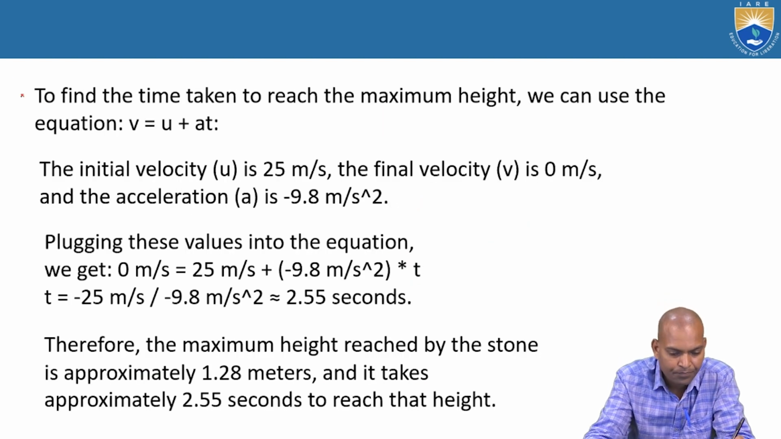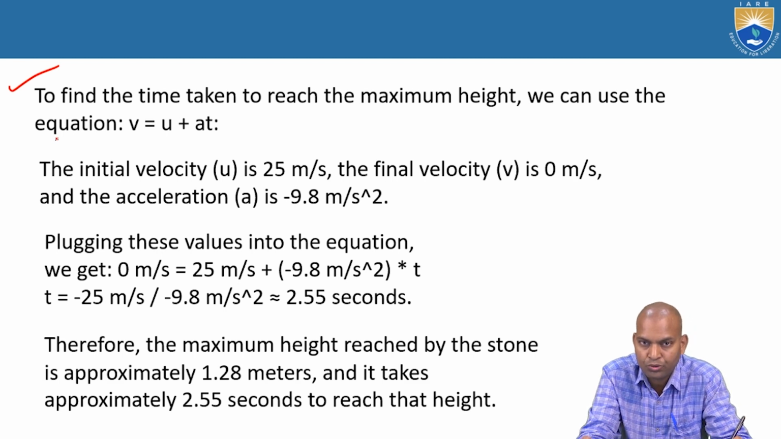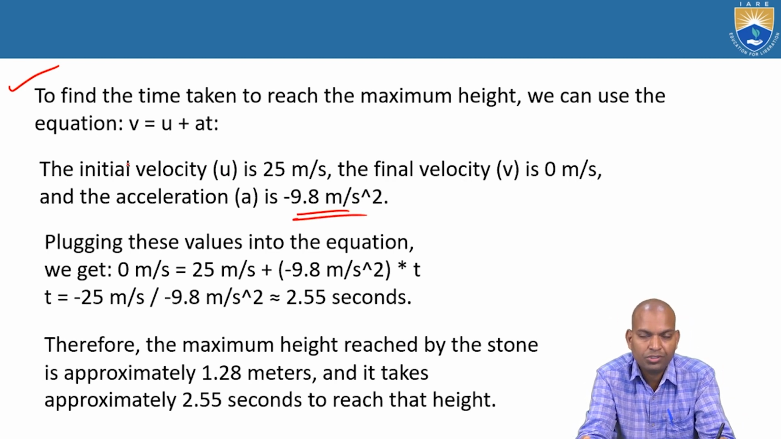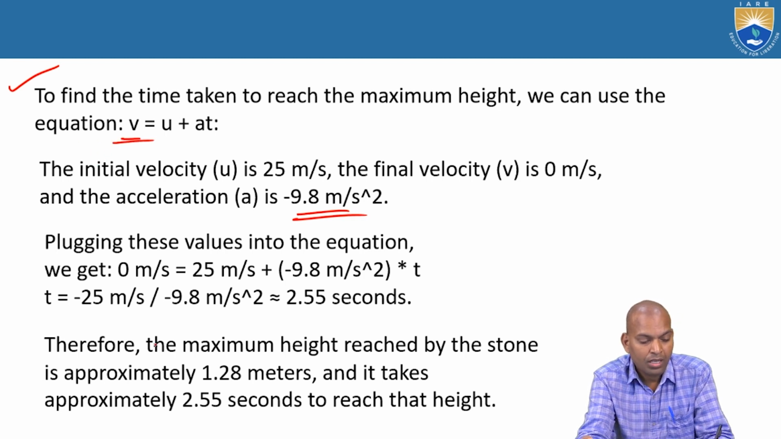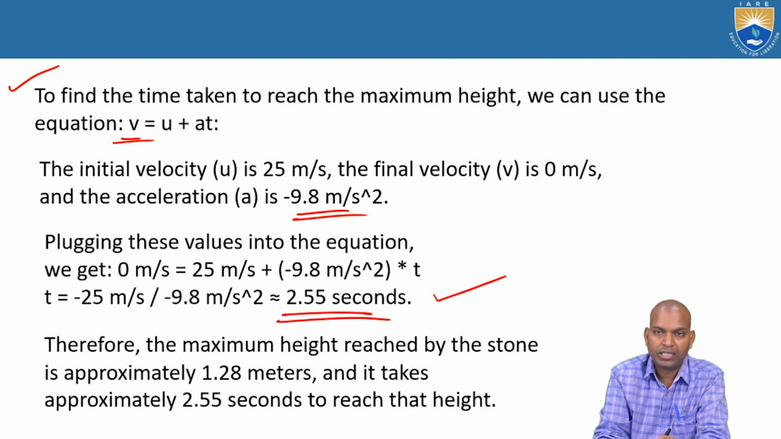Now the second objective, the time taken. To find the time taken to reach the maximum height, we can use the equation v equals u plus gt. Here g is 9.8 meters per second squared, u is 25 meters per second, and v, the final velocity, is 0. Plugging these values in, 0 equals 25 minus 9.8 times t. The time we obtain is 2.55 seconds.